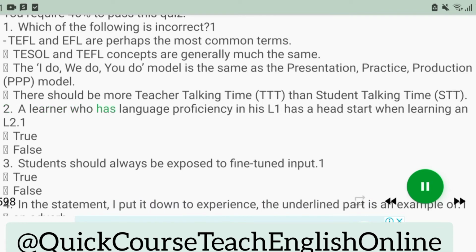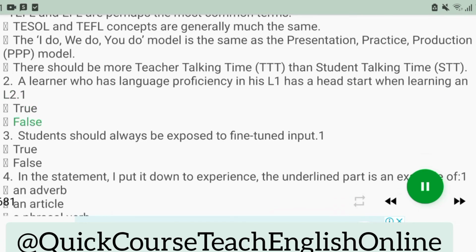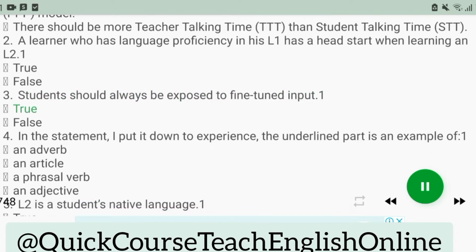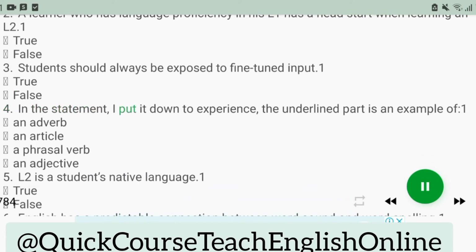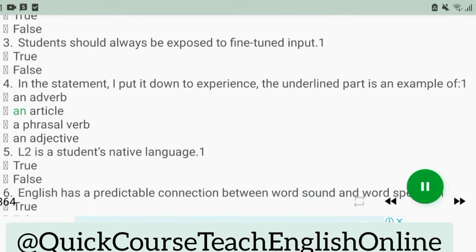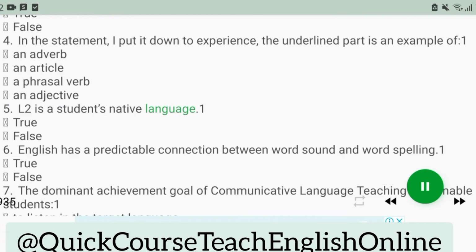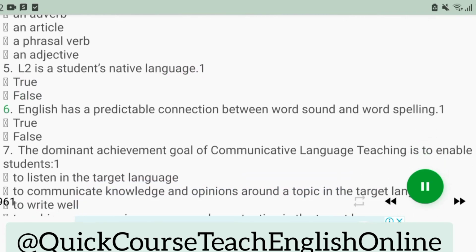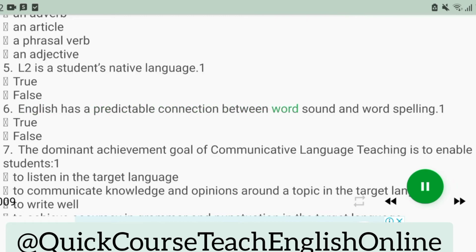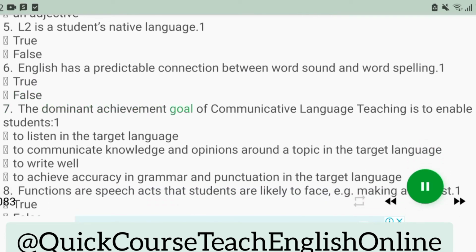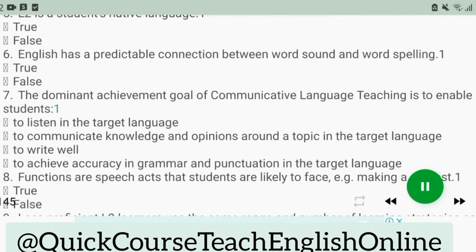2. A learner who has language proficiency in his L1 has a head start when learning in L2. 1. True. 2. False. 3. Students should always be exposed to fine-tuned input. 1. True. 2. False. 4. In the statement, I put it down to experience, the underlined part is an example of 1. An adverb. 2. An article. 3. A phrasal verb. 4. An adjective. 5. L2 is a student's native language. 1. True. 2. False. 6. English has a predictable connection between word sound and word spelling. 1. True. 2. False.